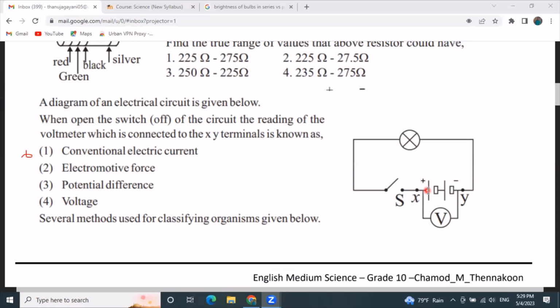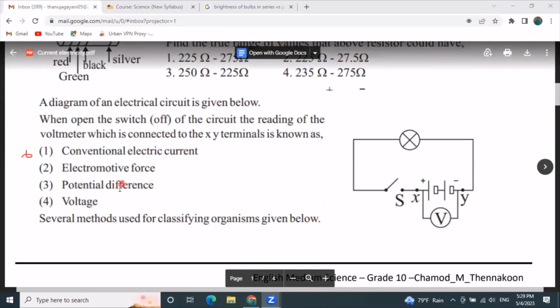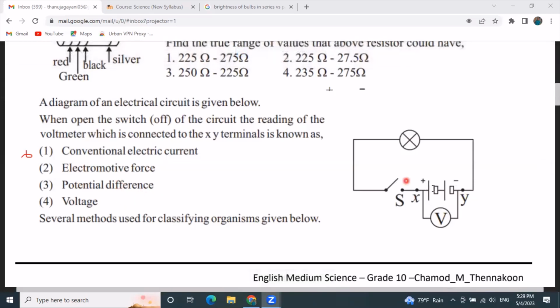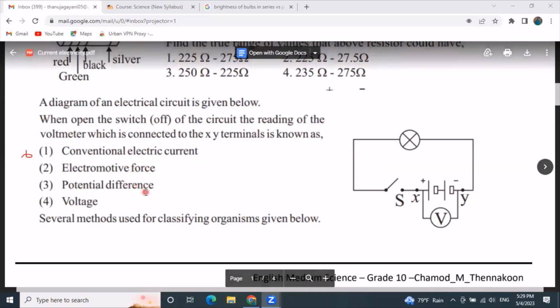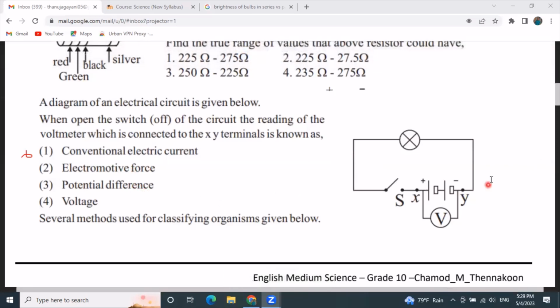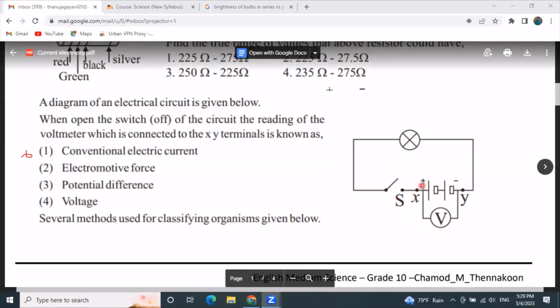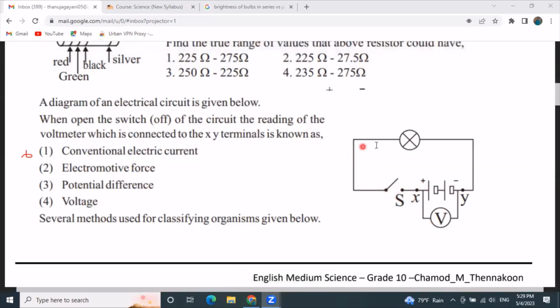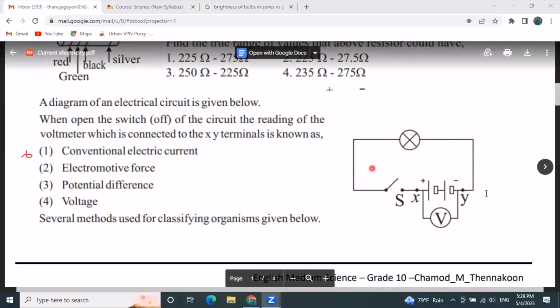Potential difference is equal to the electromotive force when electricity is not drawn from the cell. Can you understand what I'm saying? When electricity is drawn from the cell, the electromotive force and the potential difference are different. But when electricity is not drawn from the cell, the electromotive force and the potential difference are the same, equal. But here in this circuit, you can clearly see that electricity is drawn from the cell.